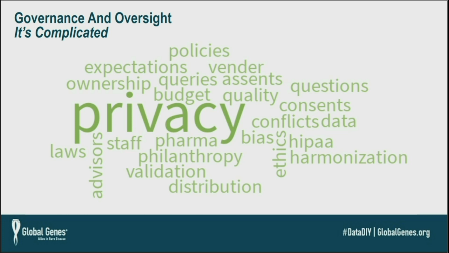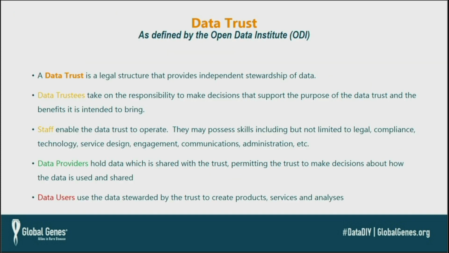So governance is complicated. This is kind of a word cloud, and these are the words that typically come up when you think of governance and oversight, but it always comes down to privacy and protecting the privacy of the individuals and making sure that the data is used properly, conflicts are considered, but privacy, privacy, privacy. And I'm not going to really go over this, but this will be in the slide. This is how the Open Data Institute defines data trust and the different roles of people who are involved in a data trust, and that'll be in the slide.